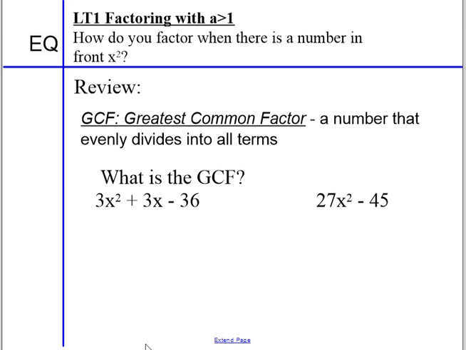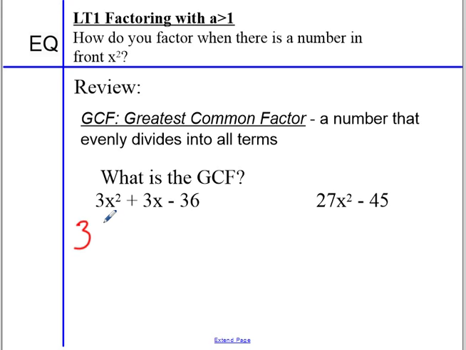That is a number that evenly divides into all terms of an expression. In this problem, we have 1, 2, 3 terms. What is the GCF that evenly divides into all these terms? It could be a number, it could be a variable, it could be a combination of both. Since this 36 does not have a variable, we are not going to use a combination of both. We are just going to think about the numbers 3, 3, and 36. I hope you can see that all three of these numbers can be divided by 3.